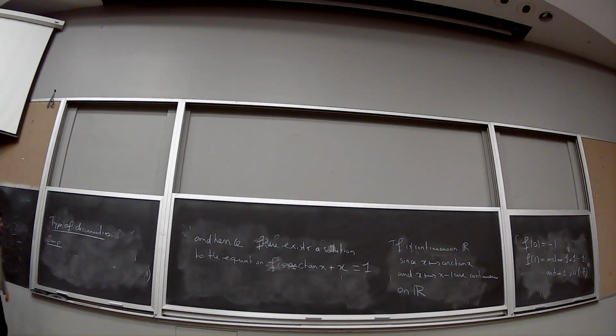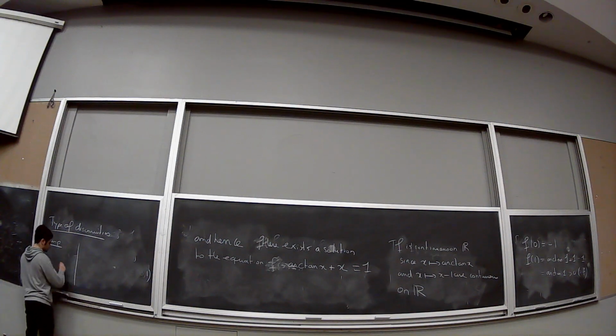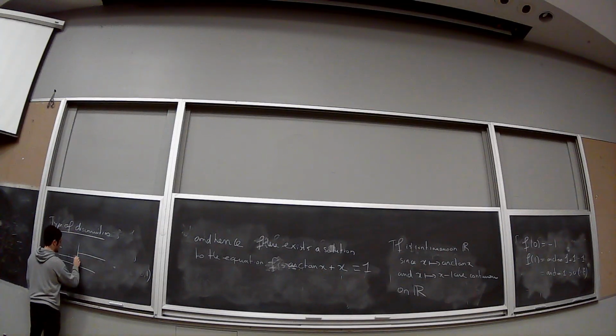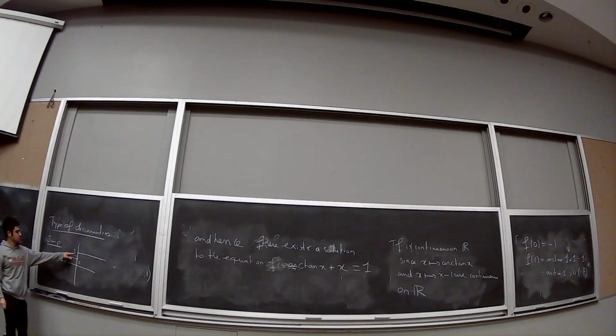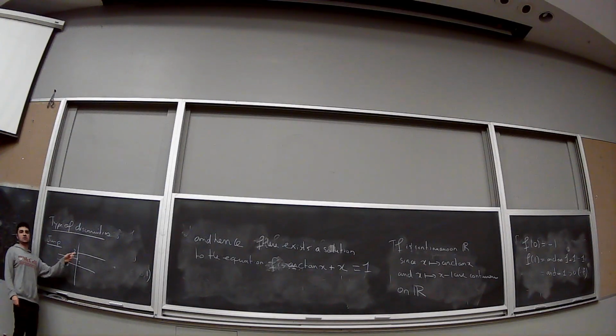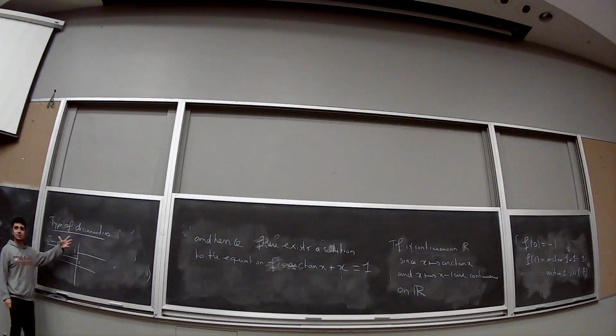A jump discontinuity is, for example, when you have something like that. This is 1, this is 2, and this is 1. What is f of 0? 2. What is the limit as x is approaching 0 plus? 2. 0 minus? 1. So this is a jump discontinuity, right? You're just jumping. You guys see that?